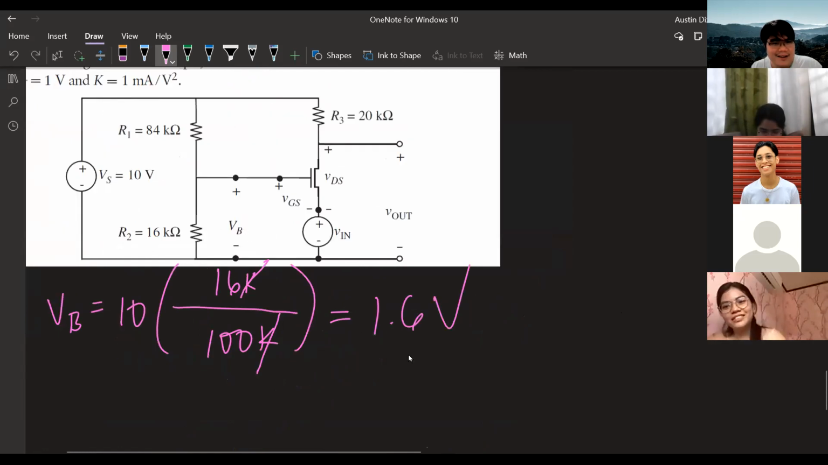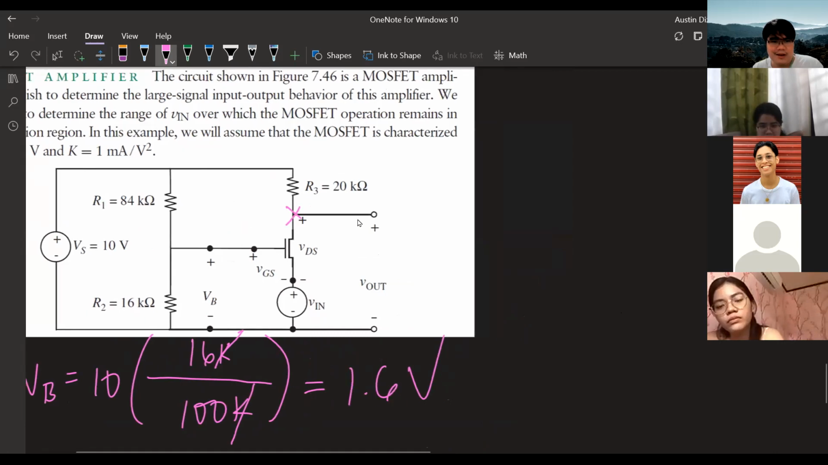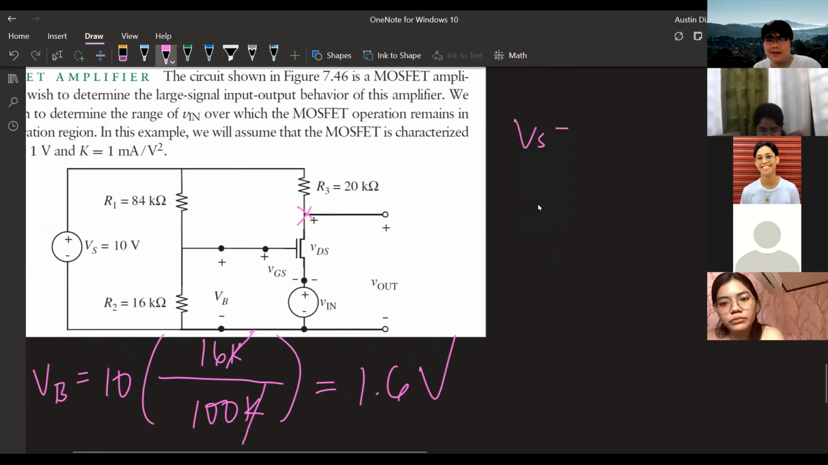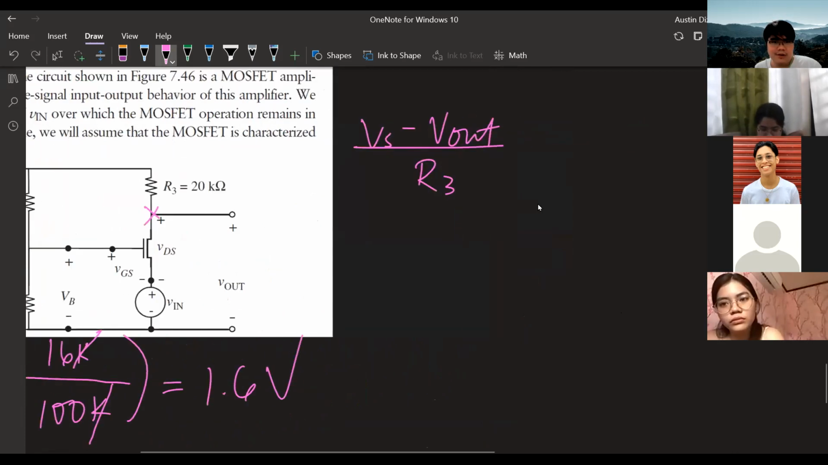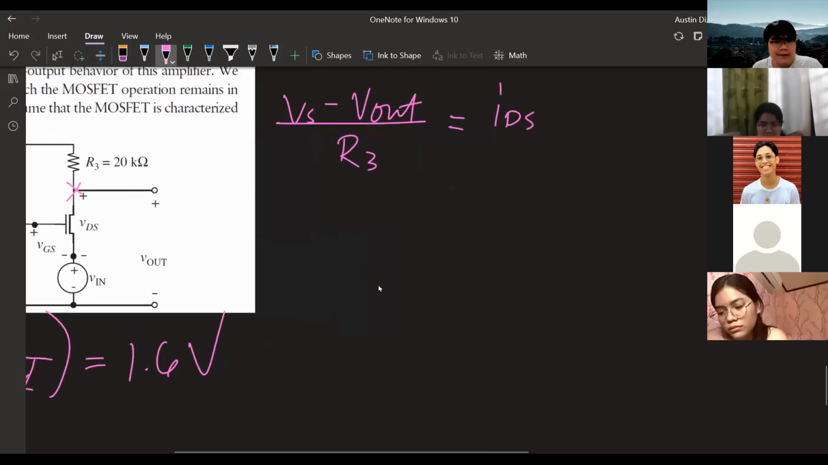Okay. Hanapin natin yung voltage V out. Mag-node analysis tayo dito sa node na to. At that node, the incoming current is given by Vs minus V out over R3. That must be equal to IDS. Tama. Okay, but I need my V out.